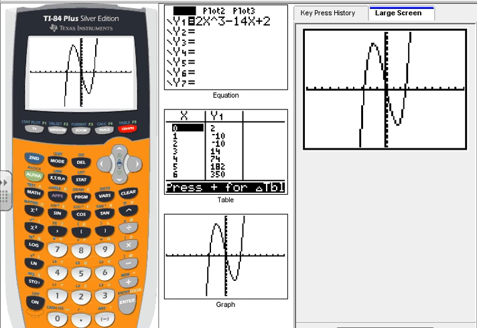This is for number 7, which we were asked to graph 2x cubed minus 14x plus 2. And then also we're going to state the relative max or min, state intervals where the function is increasing and decreasing, the x and y intercepts, and then f of 5. So let's go piece by piece through that.